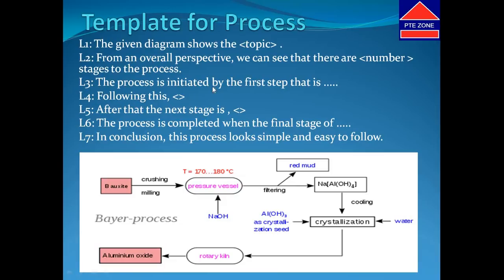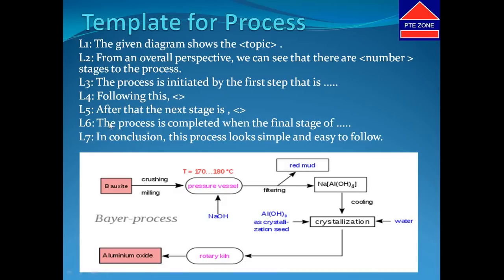Following this, you can talk about the second stage. Whatever is written in the second stage, you can just mention that, right? For example, in this scenario, I would say following this, filtering happens that separates the red mud. After that, the next stage is, I'll just say whatever the next stage is. In this scenario, I would say after that, the next stage is cooling and crystallization. Lastly, I would say the process is completed when the final stage of conversion to aluminum oxide happens, right?